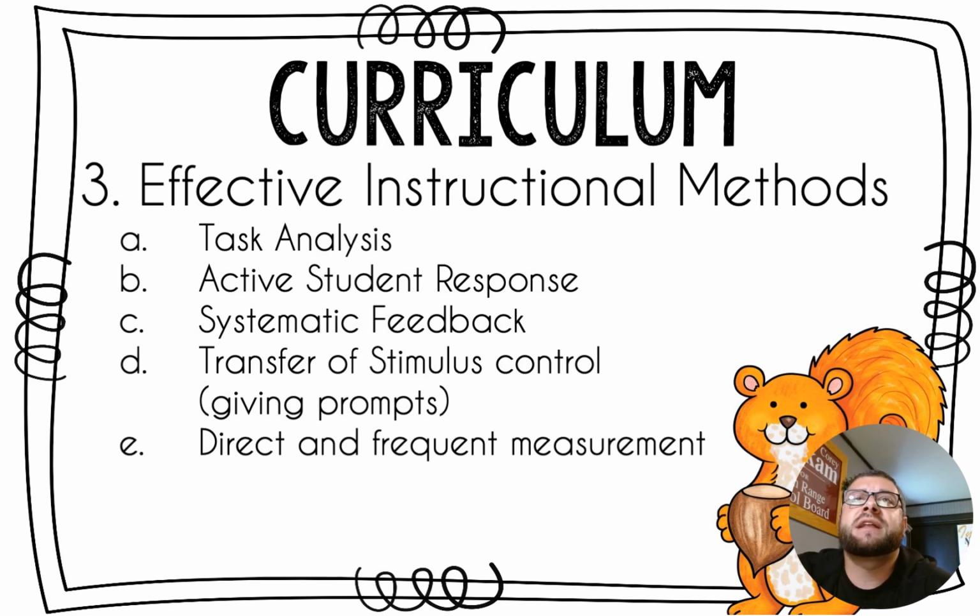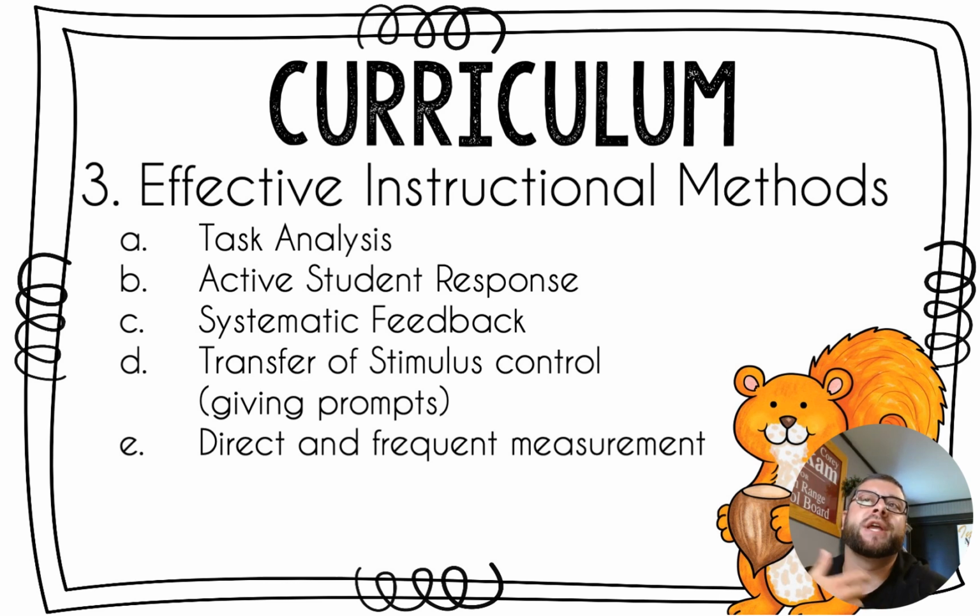Also, we have to have an active student response. This actually goes with systematic feedback also. We have to understand what the student's trying to tell us and how to give feedback to them promptly. Students with intellectual disabilities need feedback now, okay? If you wait till the end, they're going to forget, or they're going to struggle to really apply that feedback you're giving to them at the end of a task. So prompt feedback is very important for them.